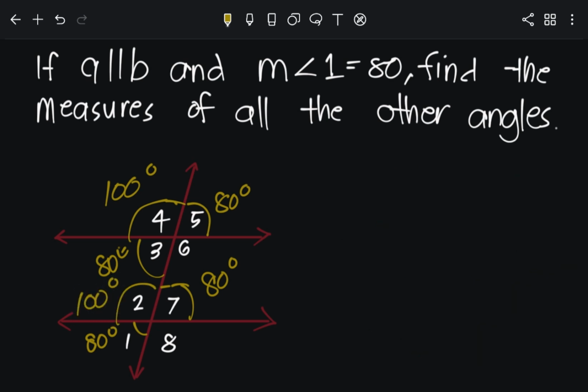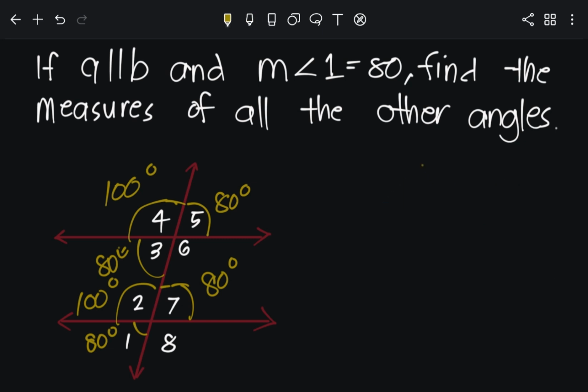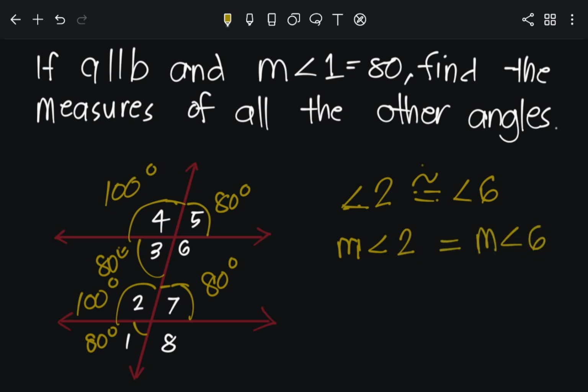So we're done with angle 7 and angle 2. Right now, we are going to use angle 2 to determine the measure of angle 6. As you have noticed, angle 2 and angle 6 are alternate interior angles. Therefore, angle 2 is congruent to angle 6. At that point, we can say they are equal in measure because they are congruent. So the measure of angle 2 and the measure of angle 6 is 100 degrees.